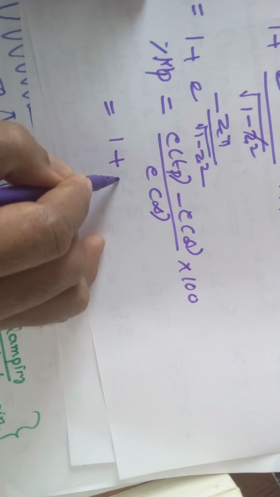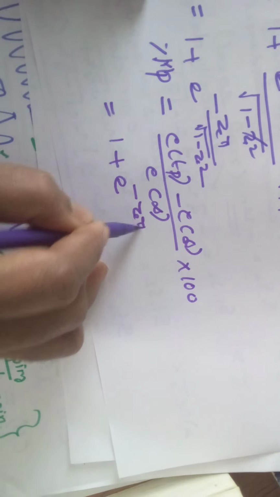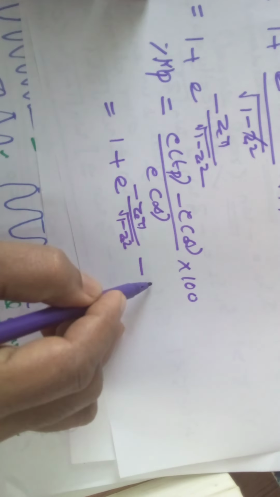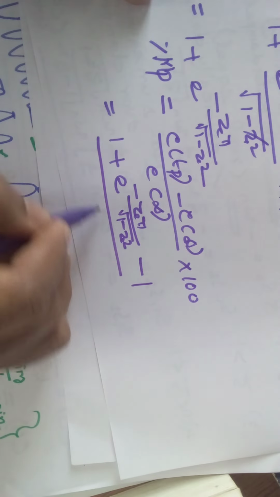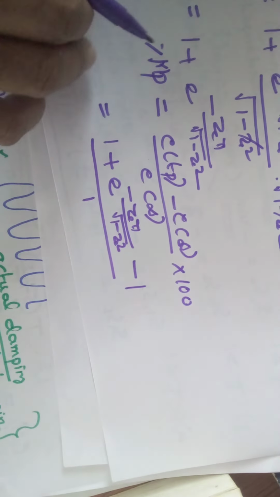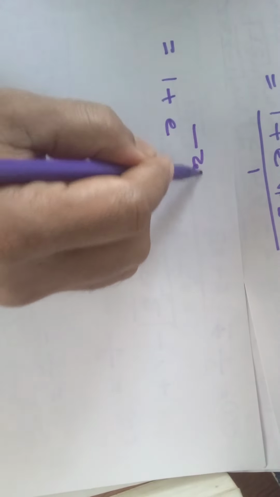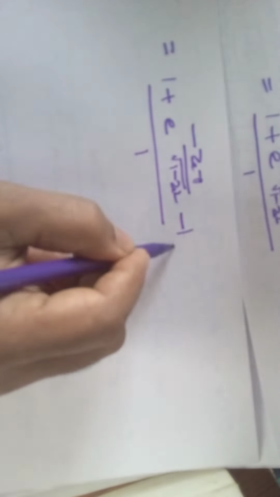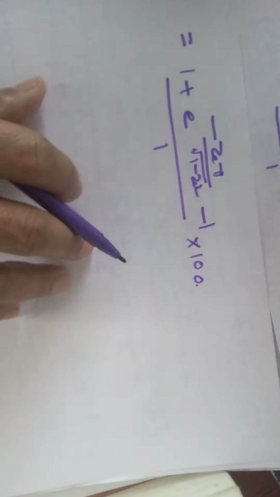Okay. So now we can calculate this as C of Tp is 1 plus e power minus theta pi divided by square root of 1 minus theta square, minus C of infinity, already we have calculated it as 1 divided by 1, right? So we can write this as 1 plus e power minus theta pi divided by square root of 1 minus theta square minus 1, divided by 1, into 100. This is your percentage MP.